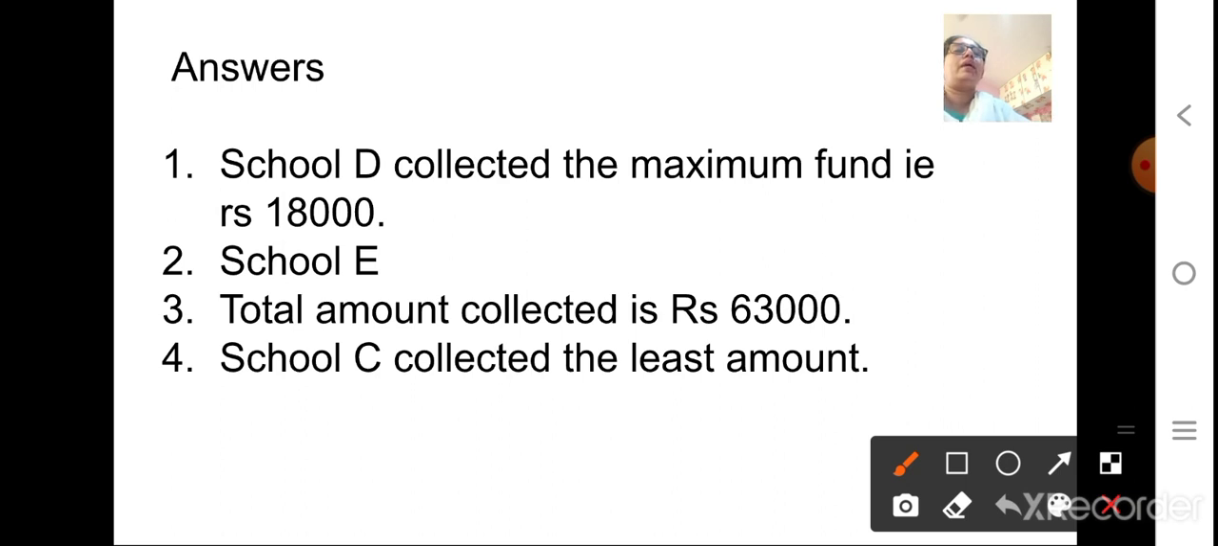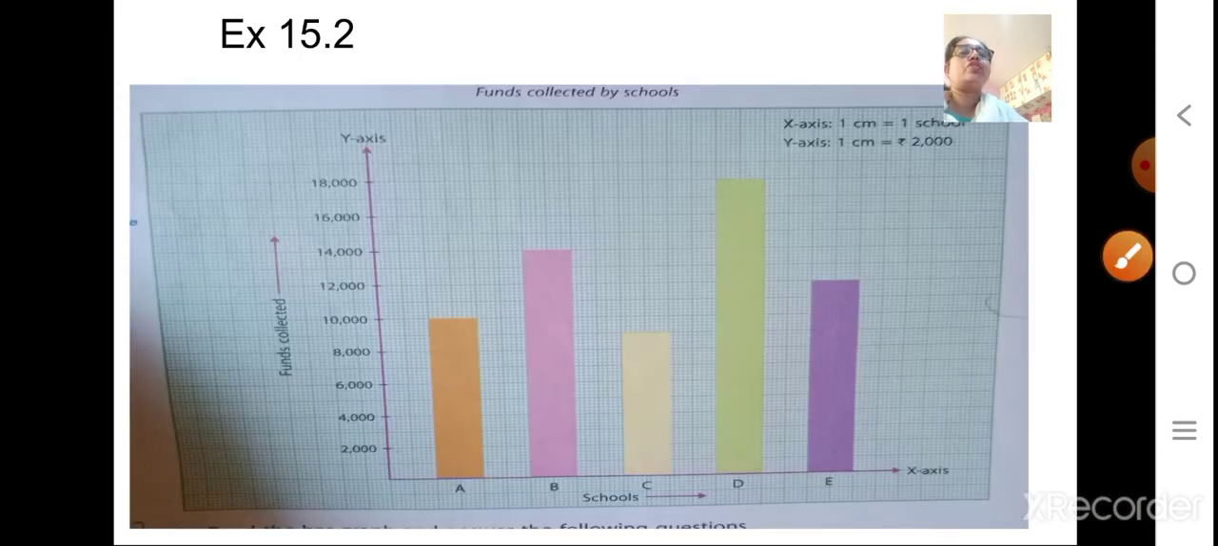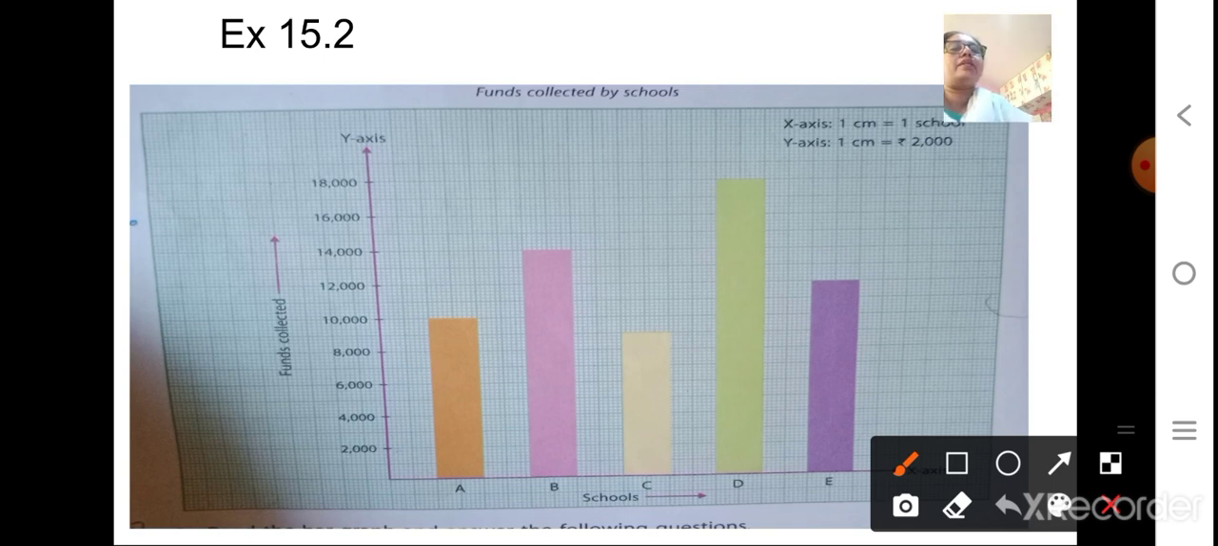School D collected the maximum fund, that is rupees 18,000. And which school collected rupees 12,000? That is school E. Just see here, 12,000 is collected. See the bar here, 12,000. So it is school E.